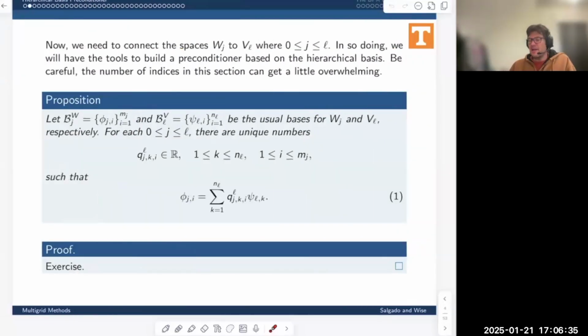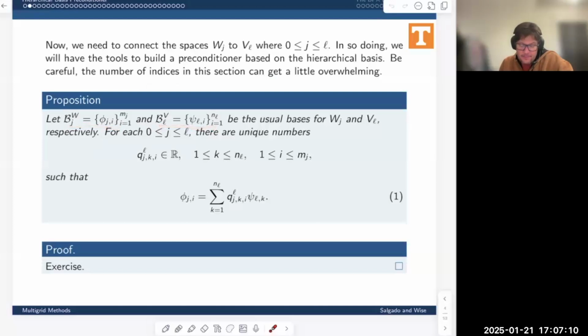Well, I could argue all day about how this is done geometrically, but let me instead do the algebraic definition. The one thing I do want to caution you on, as I cautioned you last time, is that the indices in this section can get a little bit overwhelming. So please pay attention and let me know if the indices in any way, shape, or form don't make any sense.